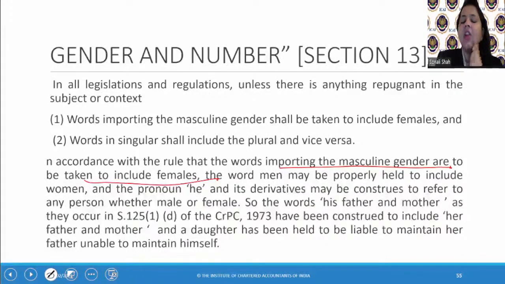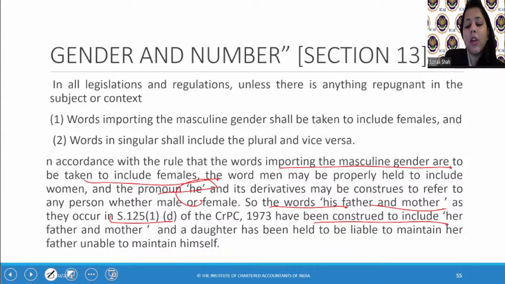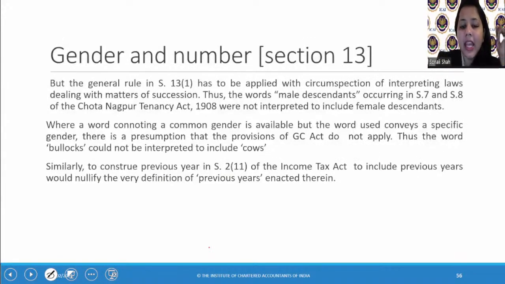So whenever you see the law refers as he, or it says he, it is meant to include she as well. So the words his father and mother, as they occur in section 125 of CrPC, have been construed to include her father and mother. And a daughter has been held liable to maintain a father who is unable to maintain himself. However, where the usage of the word is such that it conveys a specific gender, let's say when the legislation uses the word bullock, bullocks cannot be interpreted to include cows as well.